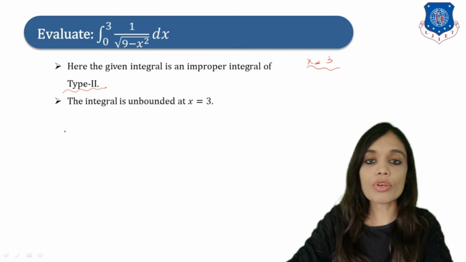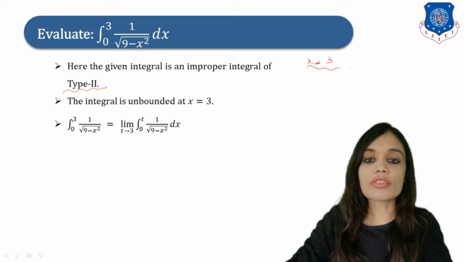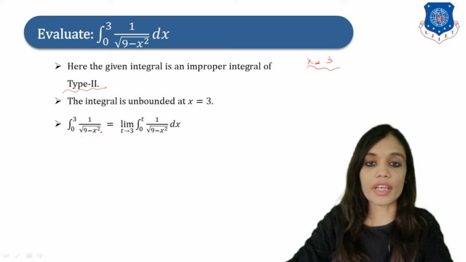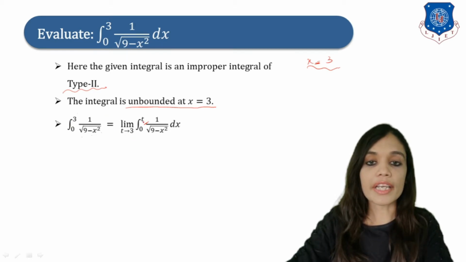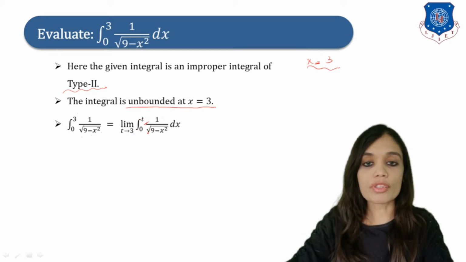So now let us see the method to evaluate such type of integral. So we are given the integration from 0 to 3 of 1 upon square root 9 minus x square. Now the integral is unbounded at x is equal to 3. So wherever the improper integral of type 2 is unbounded, we have to assume it as t. So what we will write? Limit t tends to 3, integration 0 to t of 1 upon square root 9 minus x square dx.